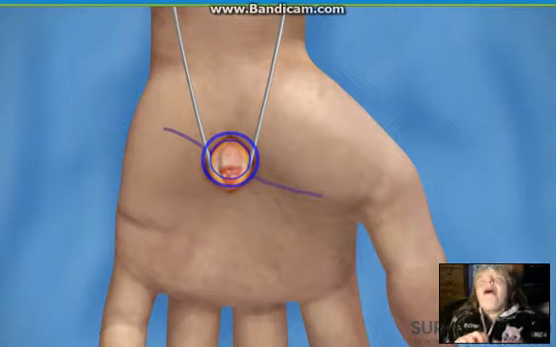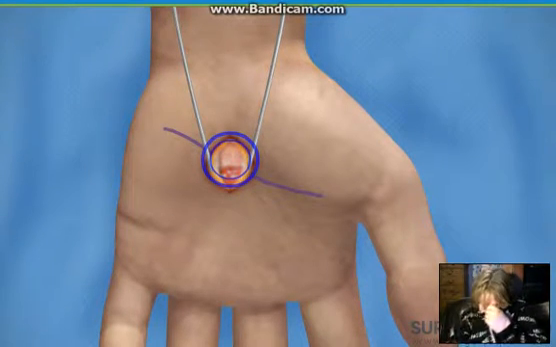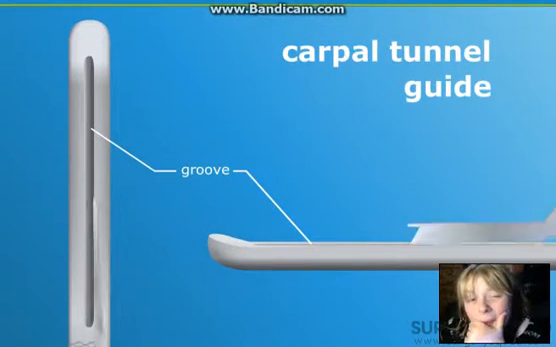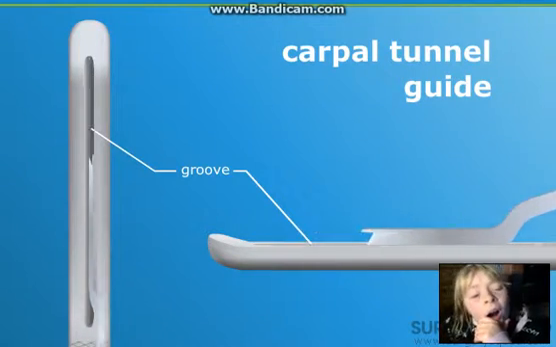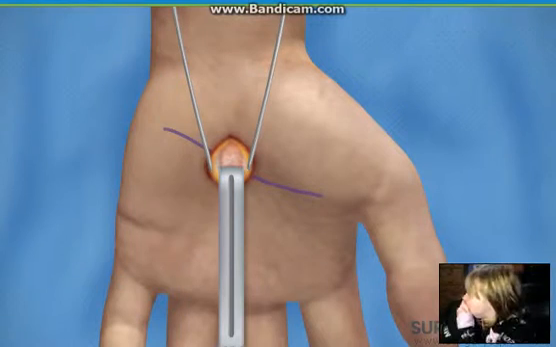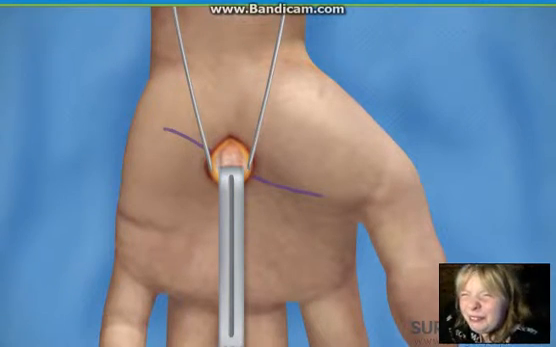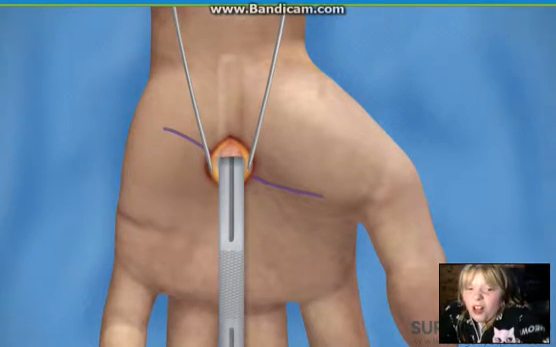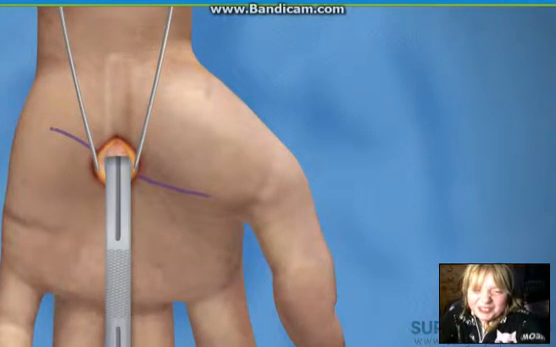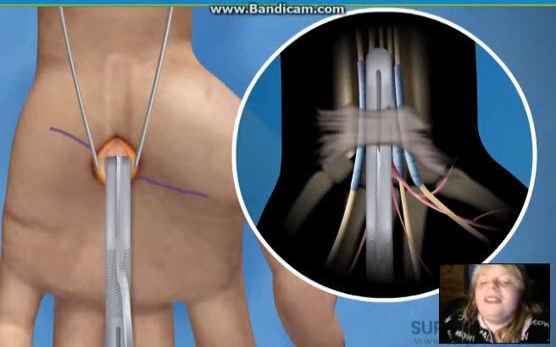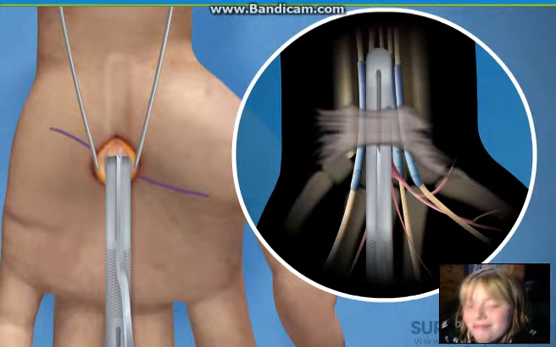With the transverse carpal ligament exposed, I'll need you to slip a carpal tunnel guide into the incision. This is a blunt-tipped instrument with a groove on the upper surface to accommodate a special knife. The carpal tunnel guide is placed down the carpal tunnel and underneath the ligament and is used to protect the underlying nerve and tendons. Go ahead and push the carpal tunnel guide into place. Once it's in position, you'll advance our special knife down the guide to split the carpal ligament. As you push the knife forward, you will feel it cutting through the carpal ligament.